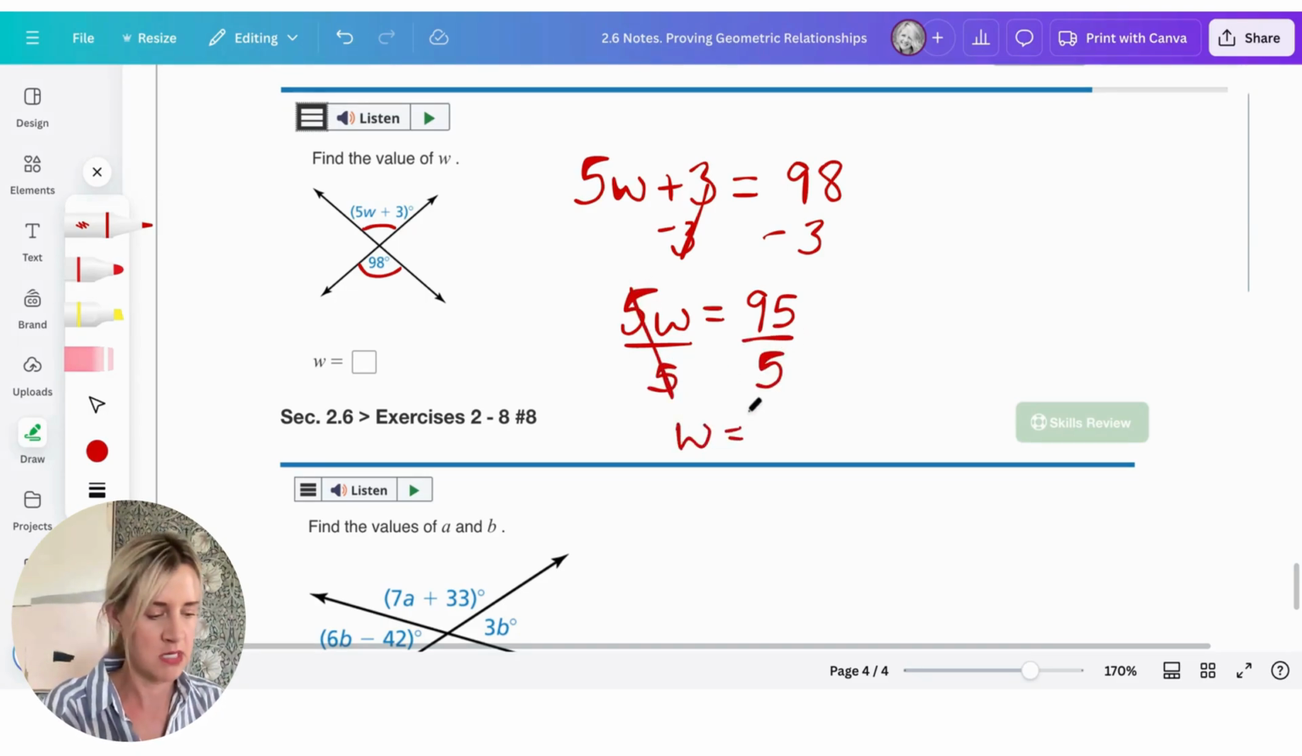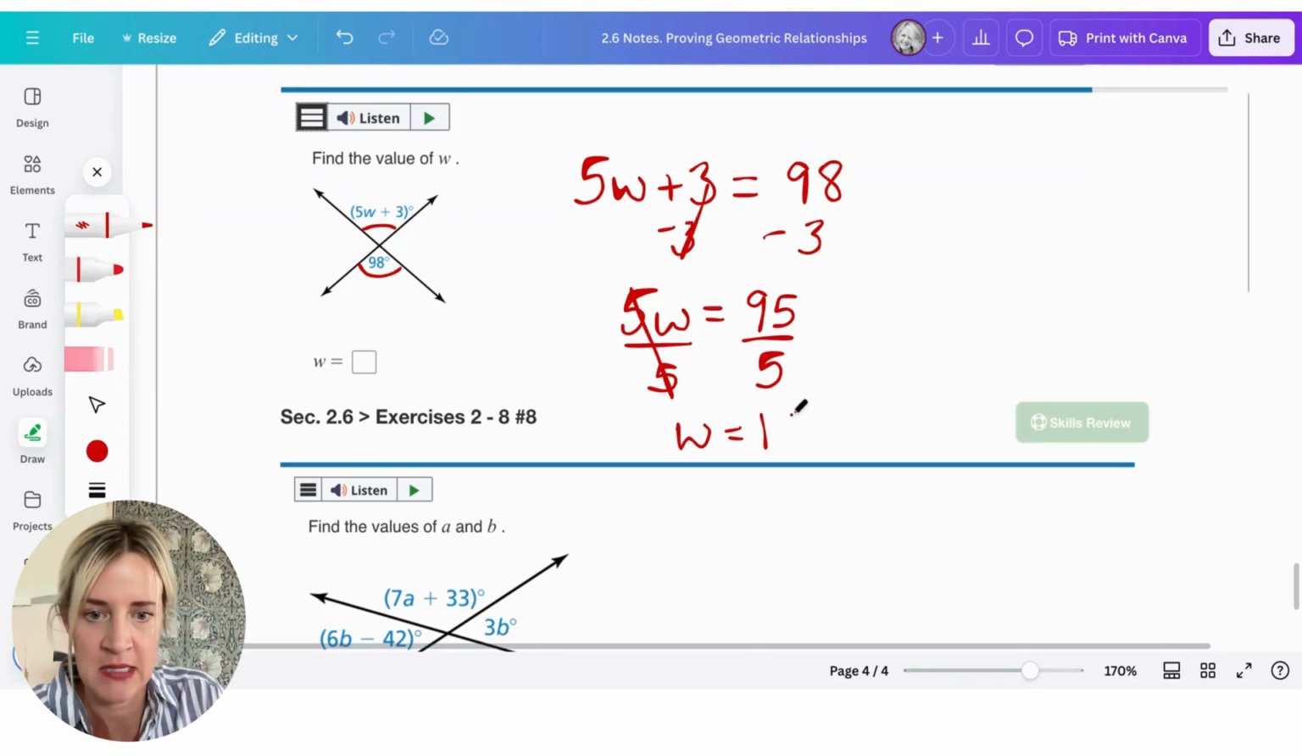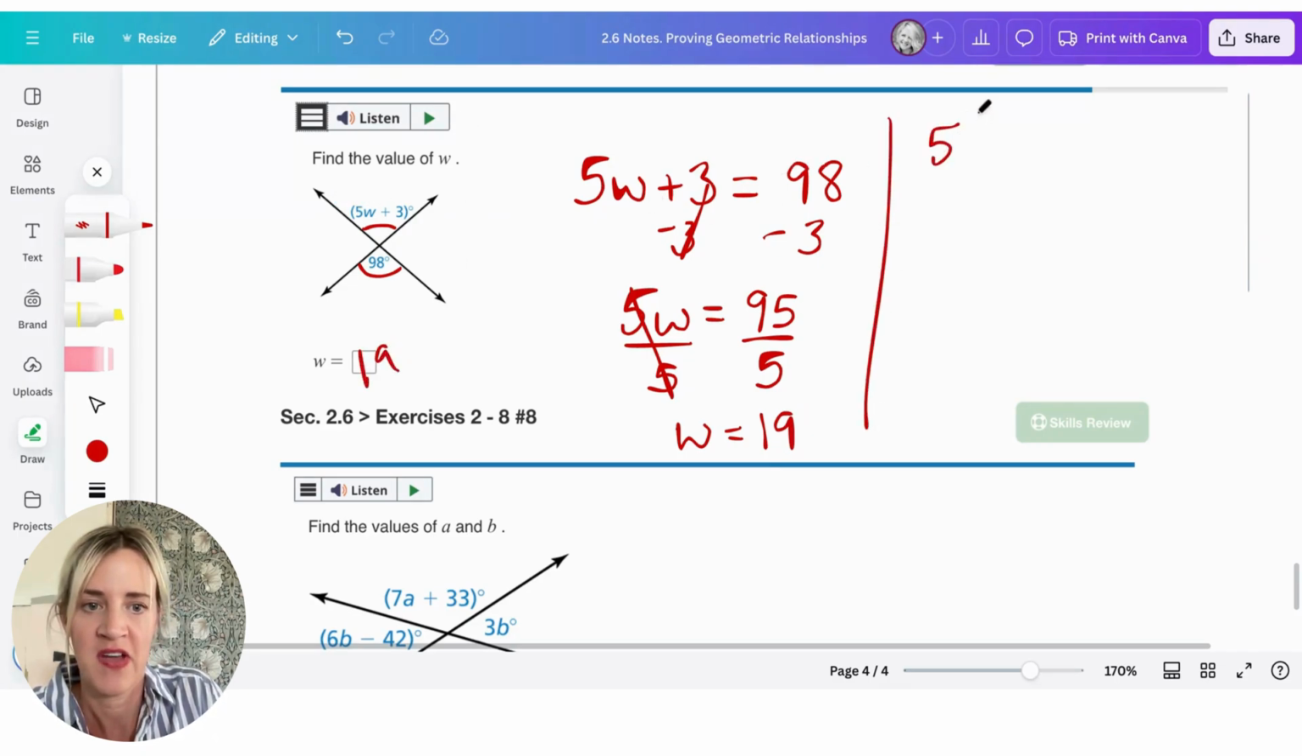And W is going to equal 95 divided by 5, 19. And this one doesn't even want you to plug it in, just wants W, 19. But we could plug it in for fun here. Let's see that we did it right. 5 times W, which is 19. What should it equal? Plus 3.